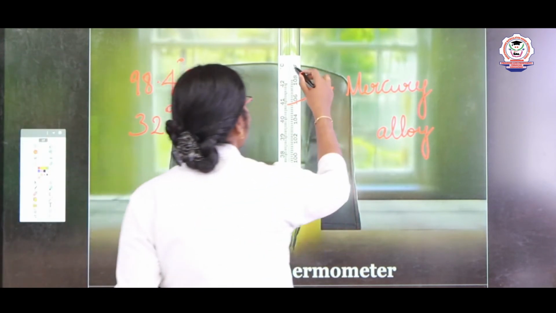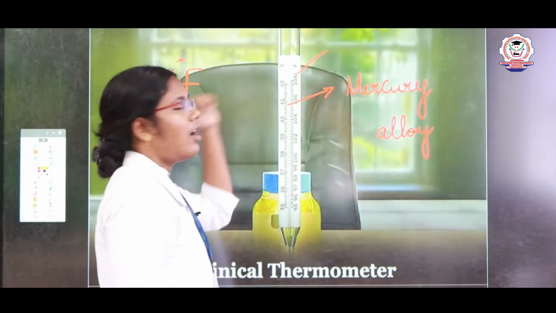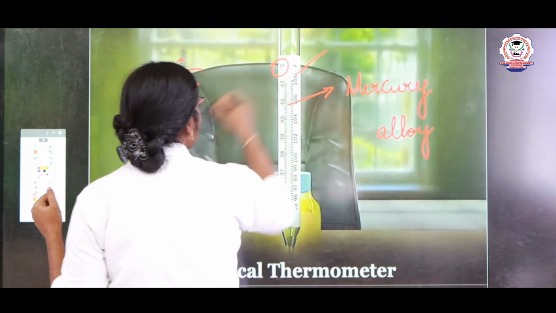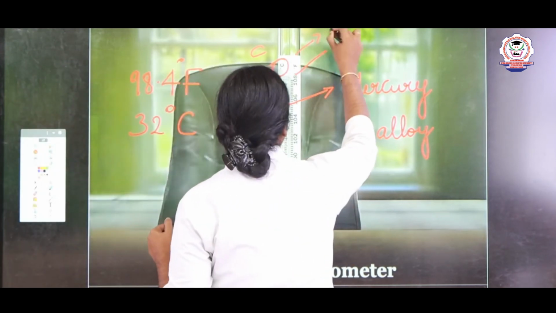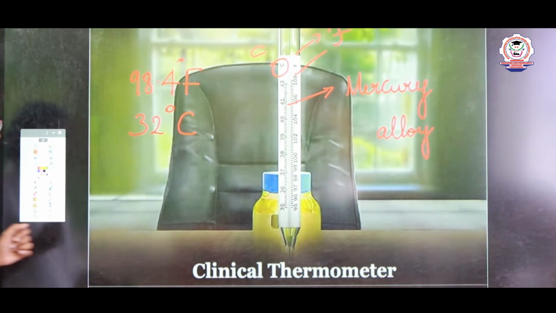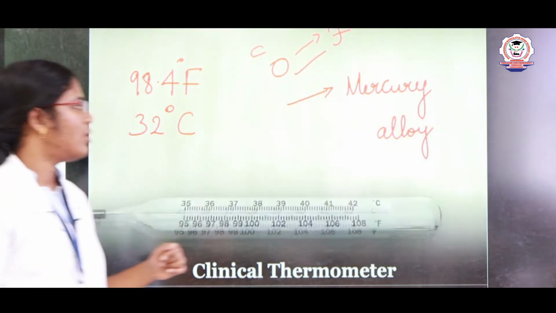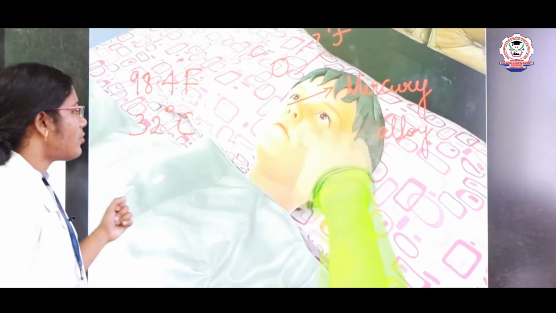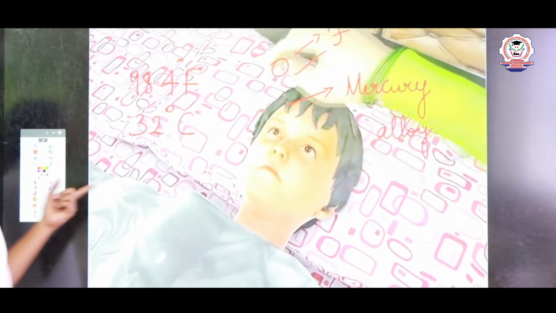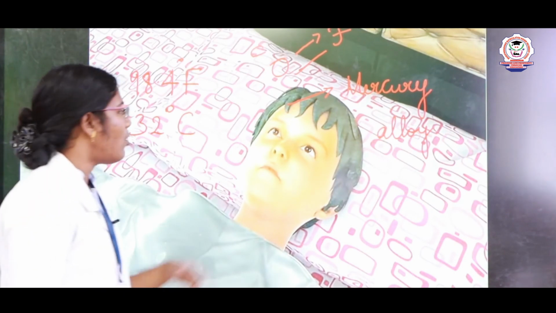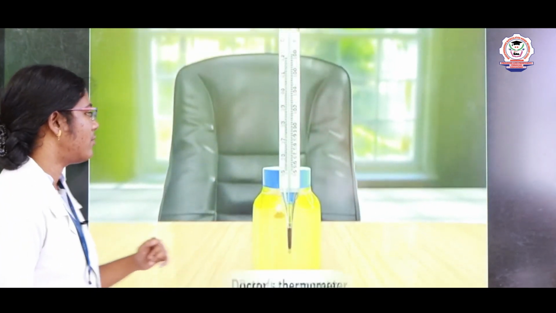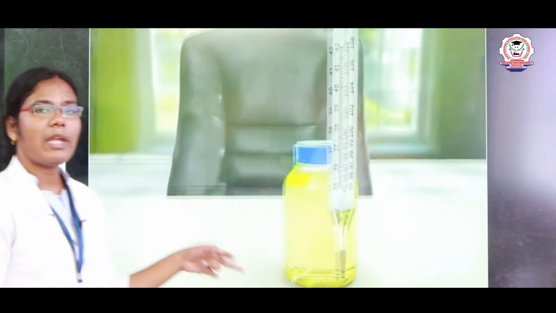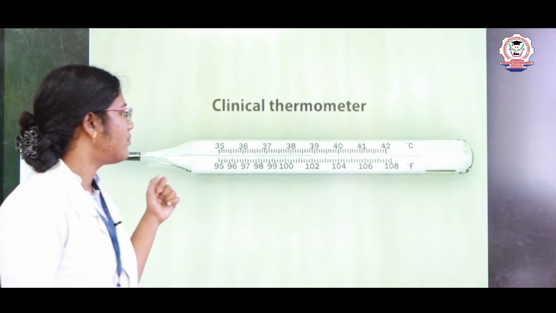If you notice, on this side it is marked in Fahrenheit, and on this side it is marked in the Celsius scale. Now we will see the thermometer. It is usually kept in the armpit or in the mouth. It is used to measure the accurate body temperature. It is also called a doctor's thermometer.